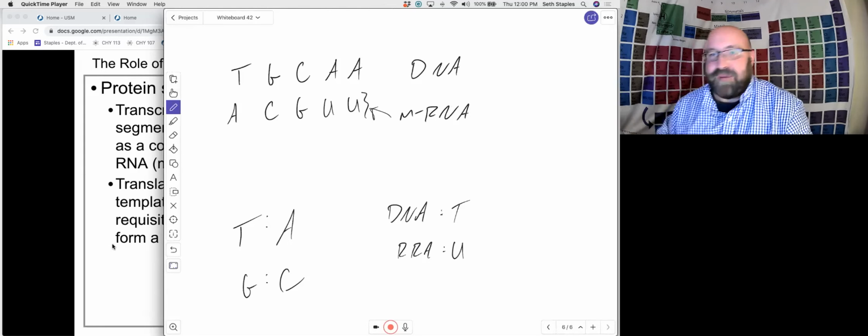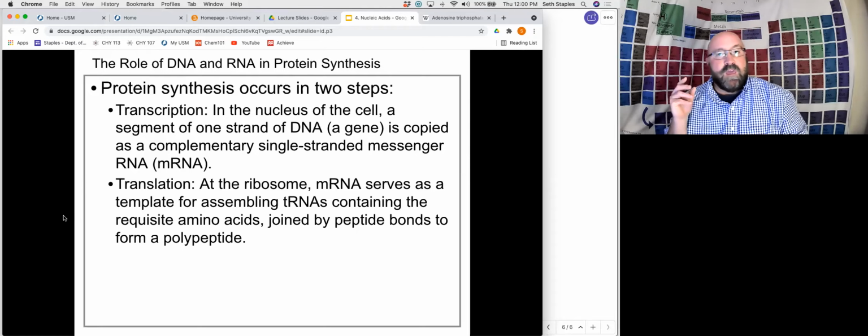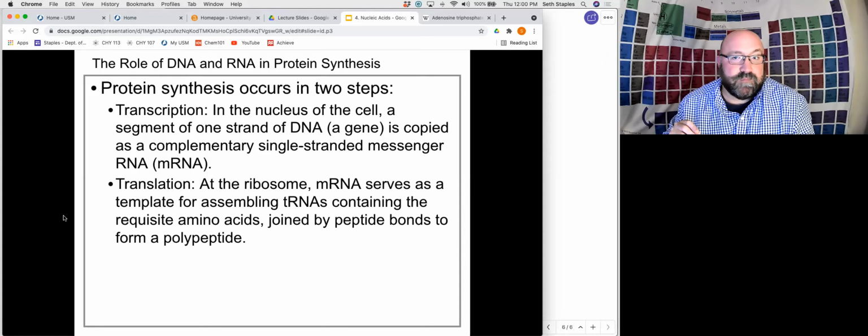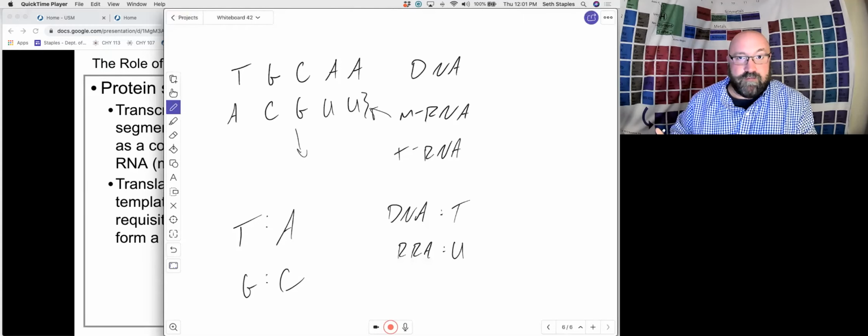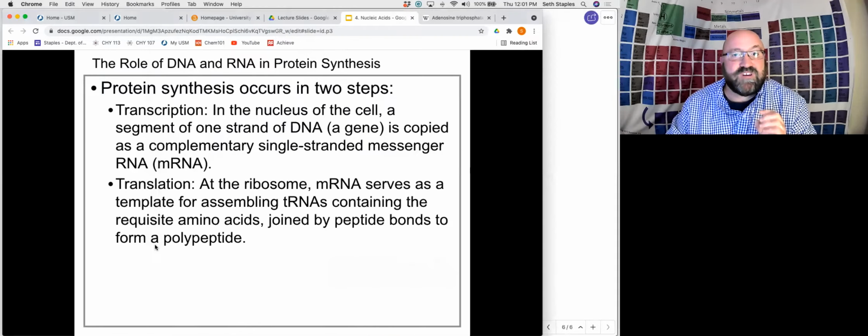Then translation. So we have this complementary messenger RNA strand now. That messenger RNA strand then serves as a template for assembling transfer RNA that will contain the information for the necessary amino acids. So essentially, this strand here then comes to the tRNA. And that has the information needed to form the amino acids, which we'll be talking about how that occurs in just a minute.